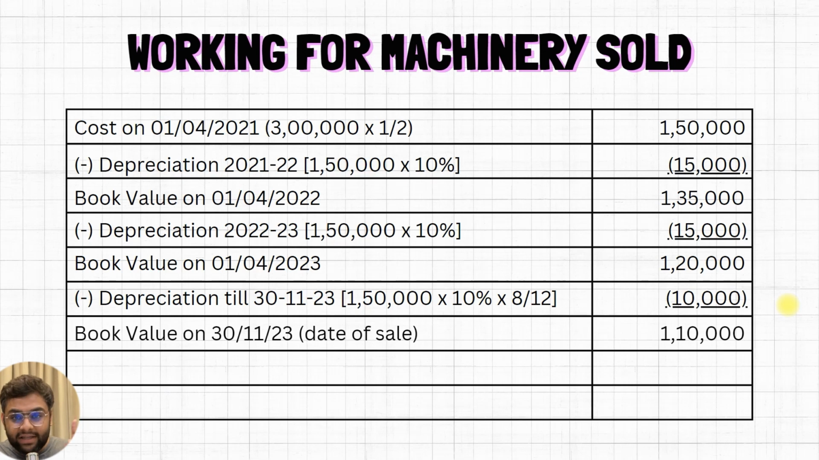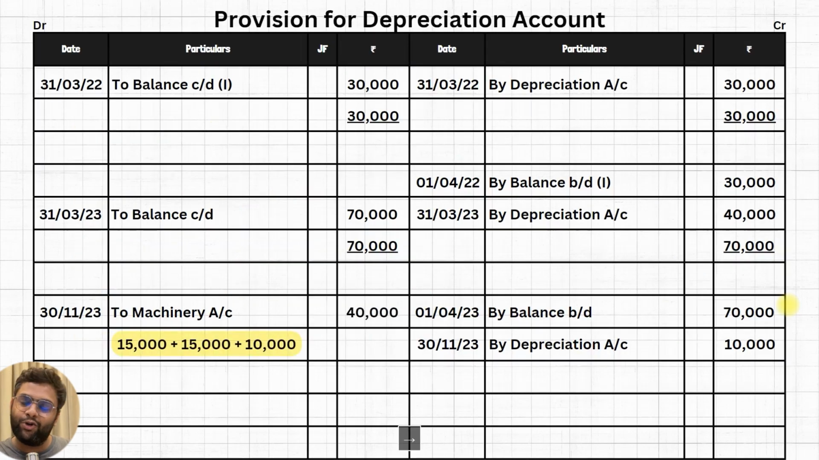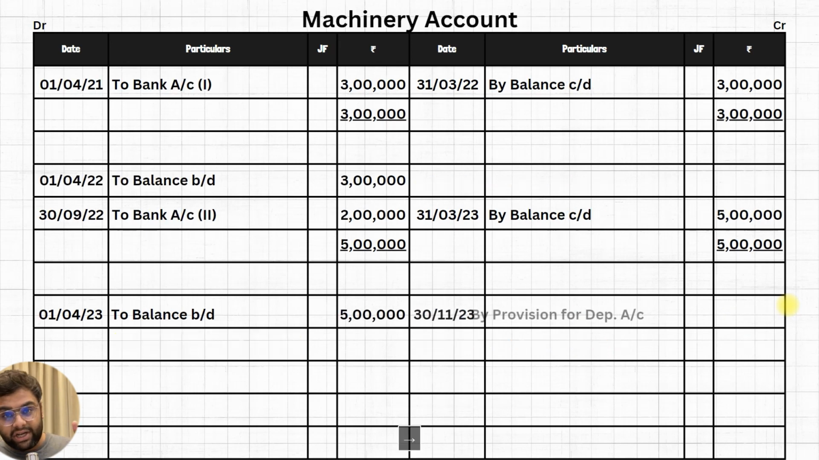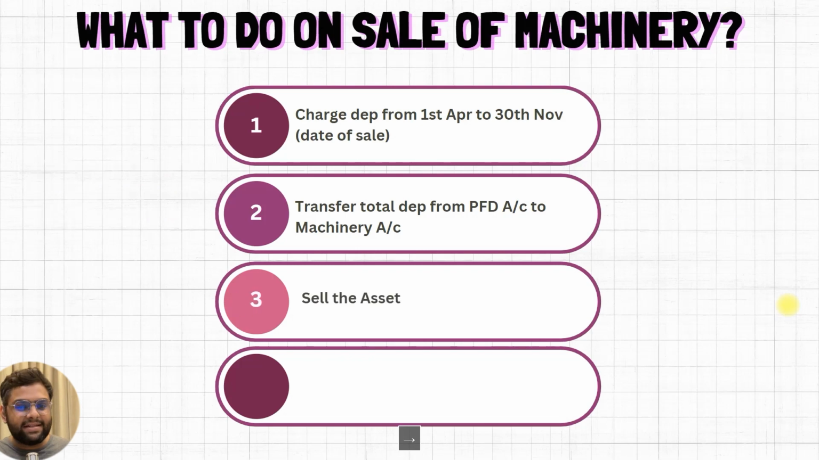Now, on this machinery, we can clearly see that the total depreciation was 15,000 plus 15,000 plus 10,000. So, this is going to be the amount that gets transferred to machinery account. इसका second effect machinery account में जाएगा. On the credit side 30th November, everything on date of sale, by PFD account 40,000.